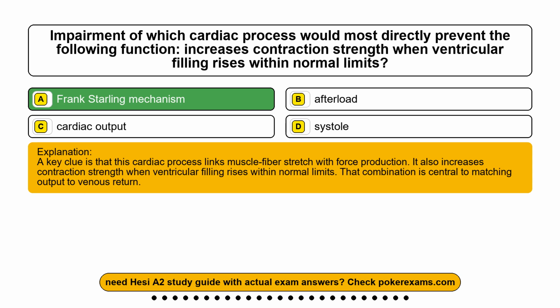A key clue is that this cardiac process links muscle-fiber stretch with force production. It also increases contraction strength when ventricular filling rises within normal limits. That combination is central to matching output to venous return.